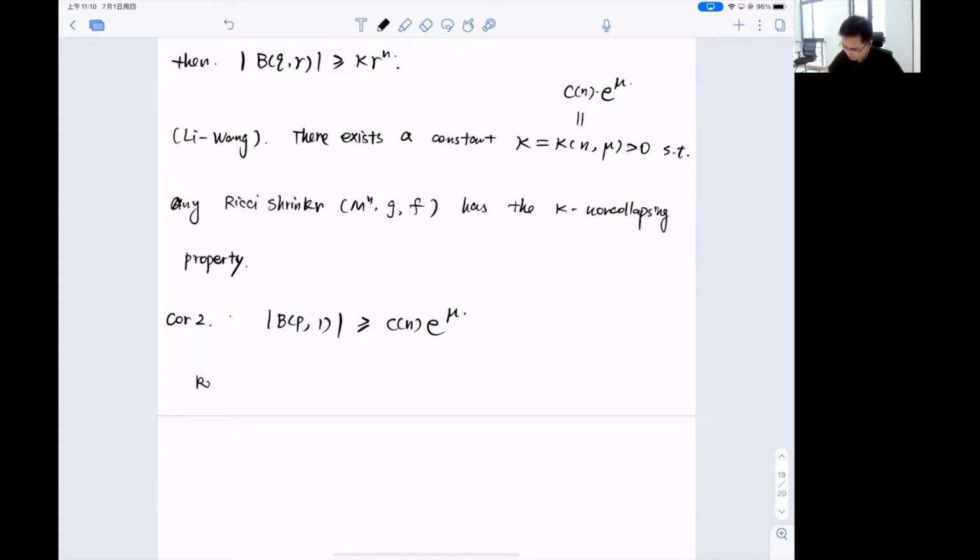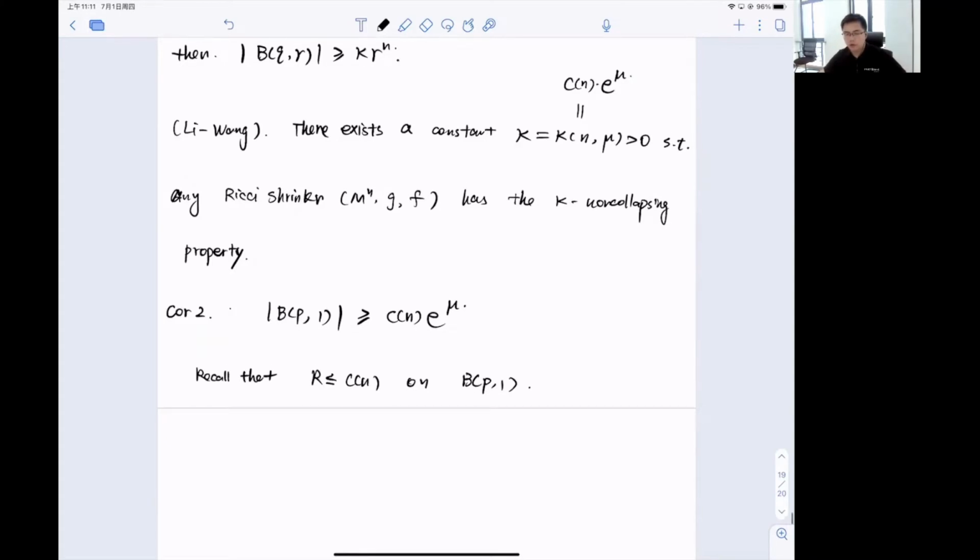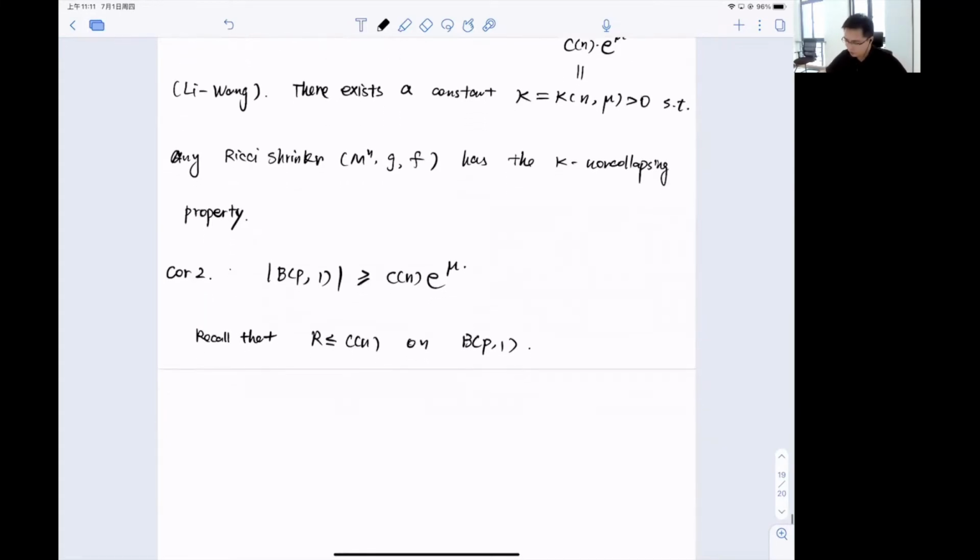So recall that scalar curvature is bounded by C_n on B_p(1). So we can use the no local collapsing to derive the volume lower bound for B_p(1). Now, in summary, we have shown that the volume for the unit ball around our base point is uniformly comparable to e to the mu. So the comparison constant only depends on the dimension n.